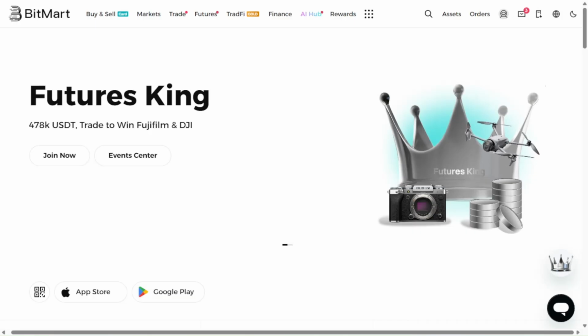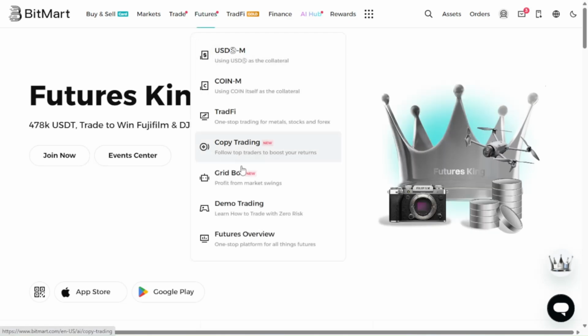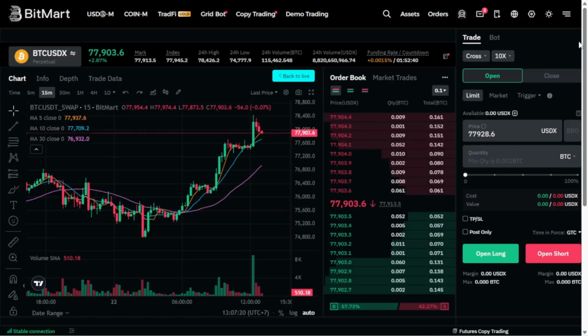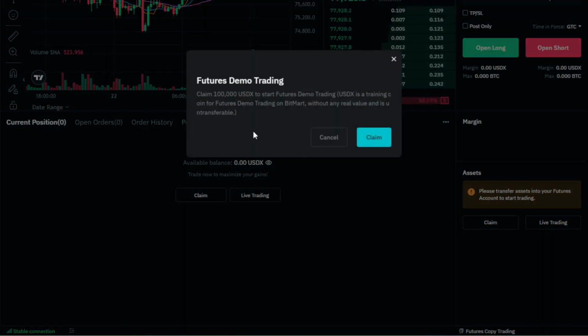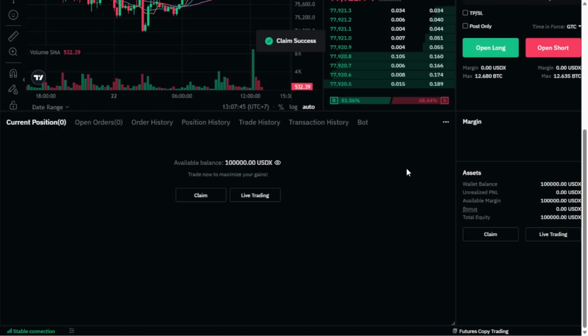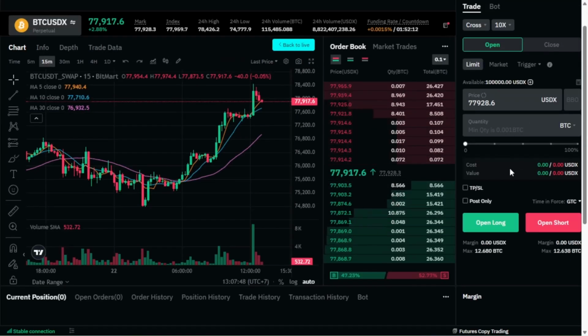To start demo trading, we just head to the Futures tab on the top, scroll down a bit, and we can see demo trading. Before we can make any trades, we first need some funds. So if we just scroll down, we see under Assets on the bottom right, there is a Claim tab. We can just click Claim, and this will help us claim 100,000 tokens for demo trading. We have successfully claimed our 100,000 fake tokens for our demo trading.